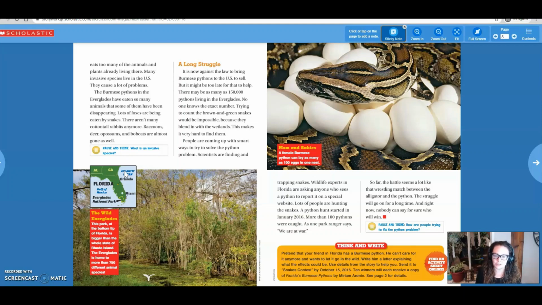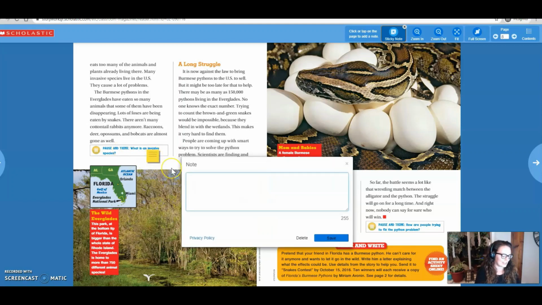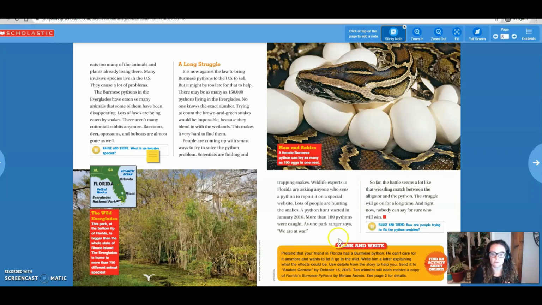And now I'm wondering, my question I guess is, what is happening to the natural predators in the Everglades because of these pythons? What is happening to those alligators? Are they dying off because there's not enough food for them to survive? I don't know. A long struggle.